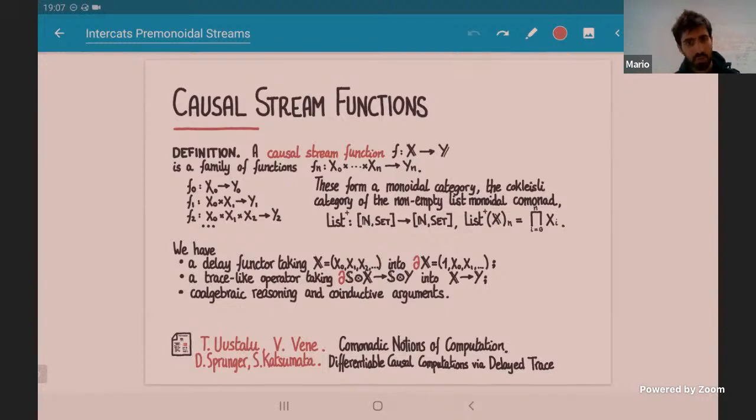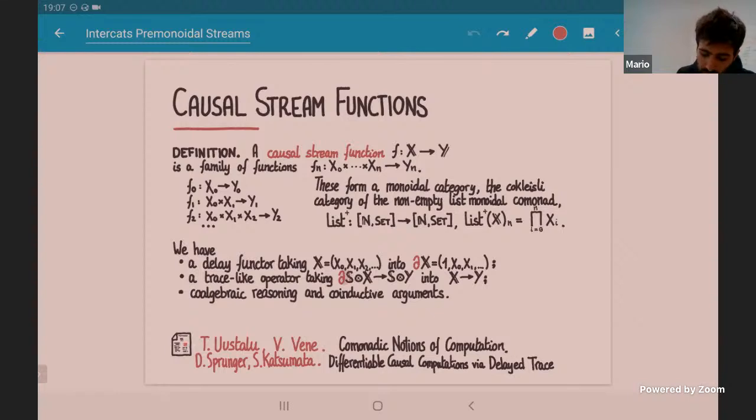For a category theorist, you can say this is the co-Kleisli category of the non-empty list monoidal comonad. So we have a monoidal comonad that does precisely the thing you would expect. We construct the co-Kleisli category, which is monoidal. That's the category of causal string functions. We have a bit of extra structure in this category, given by this trace-like operator.